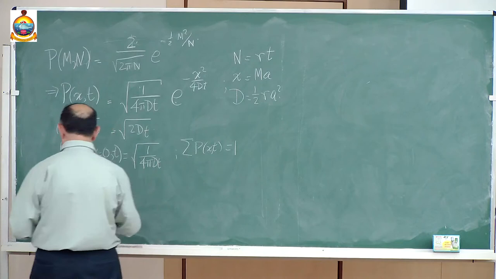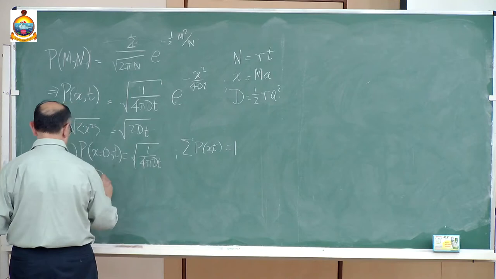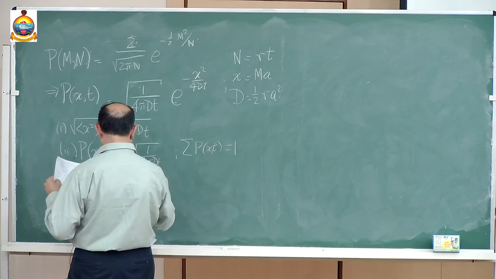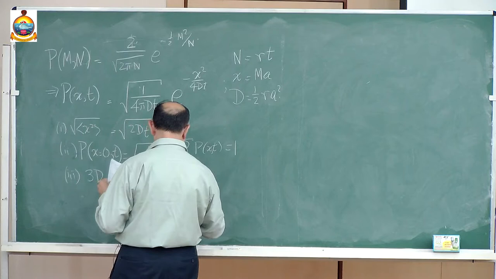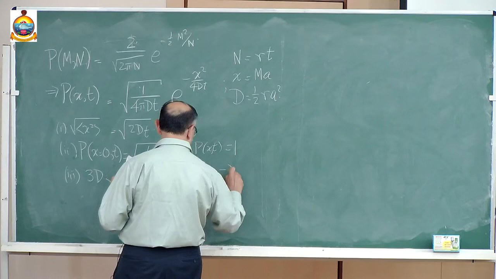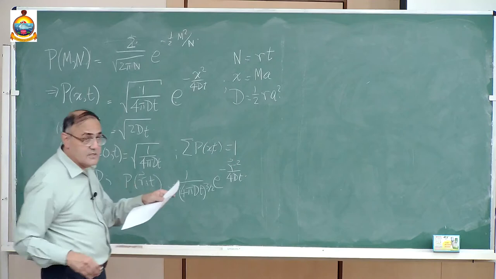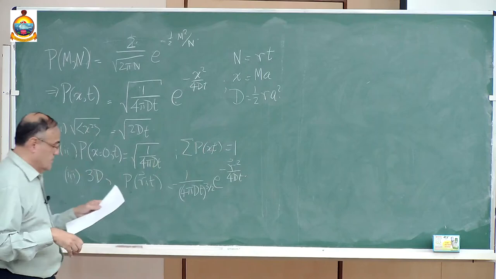The third thing I wanted to say is you can generalize this immediately to three dimensions by looking at a random walk, let's say on a cubic lattice, with x, y, z equally likely. Then you find that p of r and t is 1 over 4 pi Dt to the 3 by 2, e to the minus r squared over 4Dt. These are probability densities, so you can interpret them in the normal way by assigning a cube of size dx, dy, dz in your vicinity. Then we went on to what we call random flights.